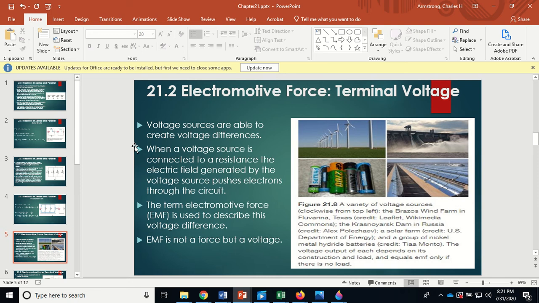All right, voltage sources are able to create voltage differences. When a voltage source is connected to a resistance, the electric field generated by the voltage source pushes electrons through the circuit. The term electromotive force, EMF, is used to describe this voltage difference. So EMF is not a force. It's a voltage, a potential difference.